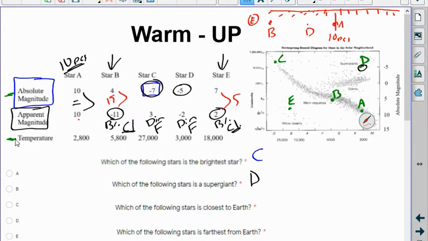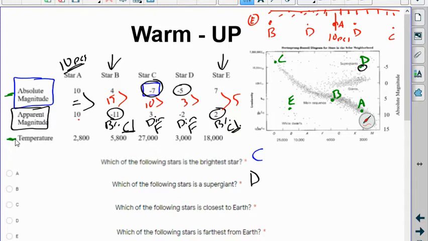It would be exactly 10 parsecs away. And then I would look at star C and D. The difference here is 10. The difference here is only 3. So I'd go 1, 2, 3. So then I would have star D. And then I would go out to 10. And I would have star C. Okay. That's how you put those in order like that.